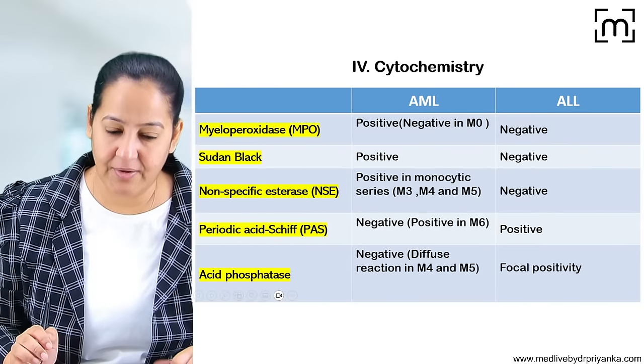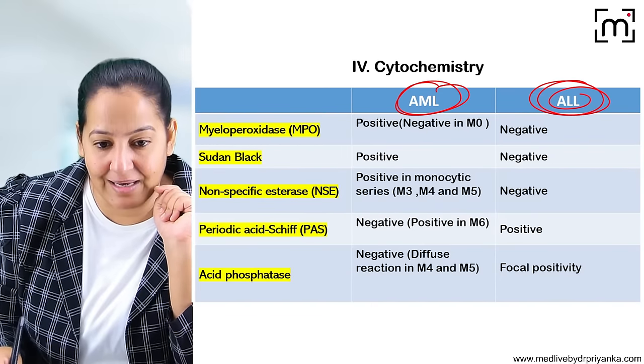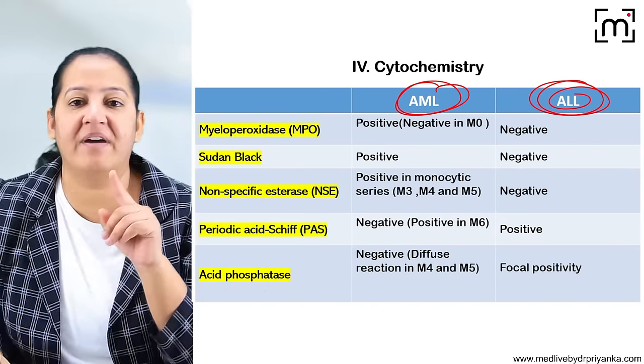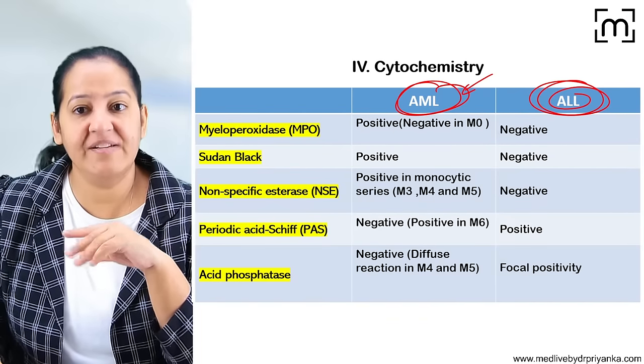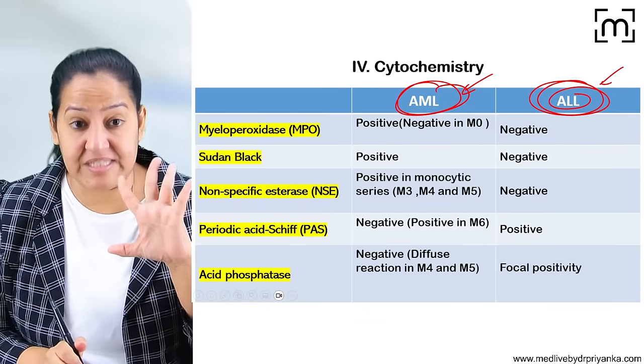You are getting my point. So the 3, you can compare the AML with ALL. The same table I will show you in the next leukemia, since currently I am teaching you AML. After this, I will teach you ALL. So cytochemistry, I am teaching you in common for both of them. So learn the 5 stains.